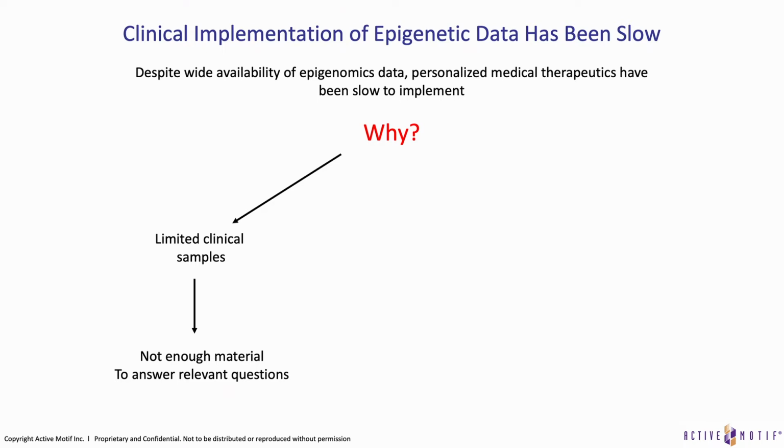Oftentimes, you only get a couple mgs or maybe a gram of tissue. You process that into a chromatin sample, and you realize upon your input prep that you're not going to have enough to do a ChIP-seq experiment. And in that case, you can't actually ask any questions that are going to be relevant to figuring out what might be targetable in these disease states.